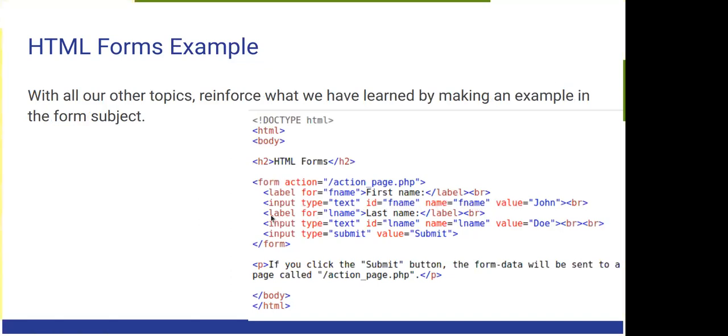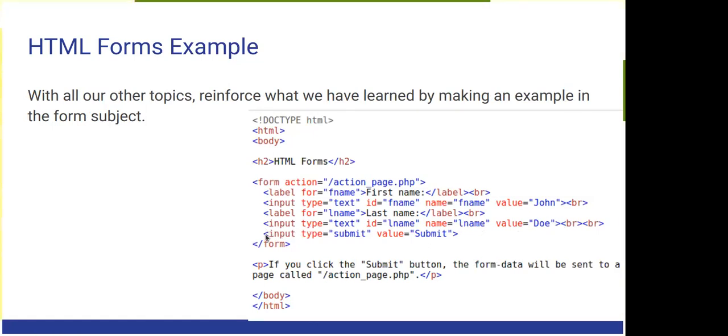Likewise, we created another text box for capturing the last name. So label for L name. This should match with the next input's name attribute value, L name. The label name is last name, followed by the label tag being closed. Then the break tag, which will take you to the next line. And the input element we have added like this above.